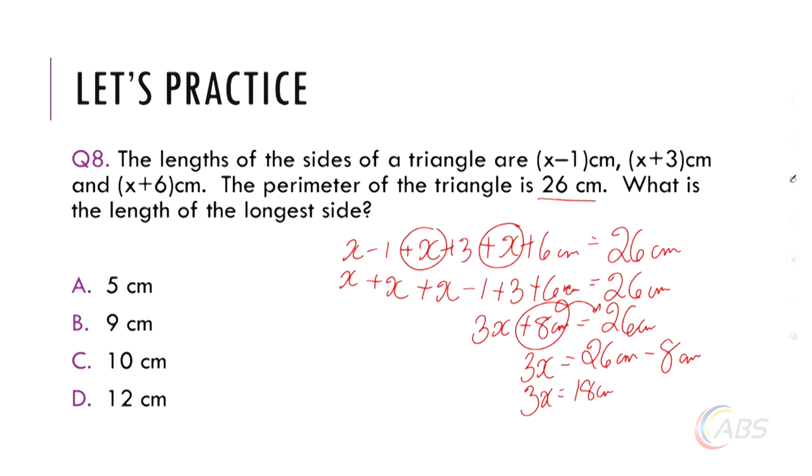3x is 3 times x, so we divide by 3 because that's what's attached to the x. That's gone. So x is equal to 3 into 18, which goes 6 times. If we look at the question again, what is the length of the longest side? The longest side of the triangle is x + 6, and if we substitute the value we just got, that's 6 + 6, and 6 + 6 is 12 centimeters. So our answer there is D.